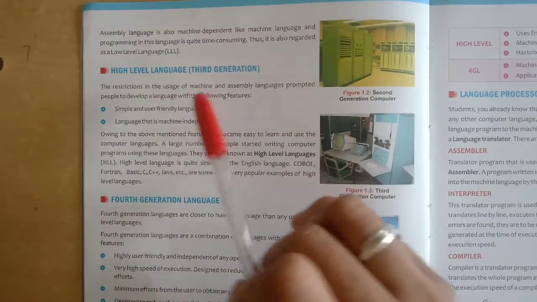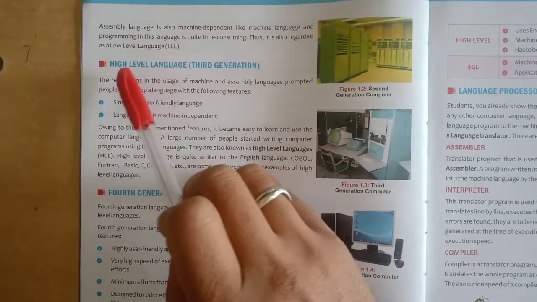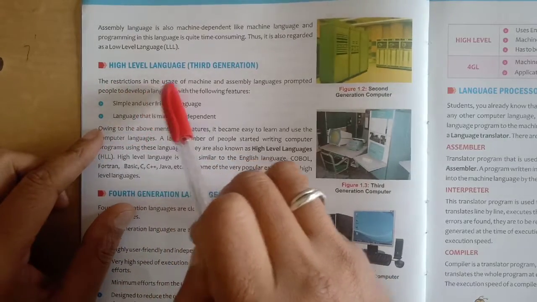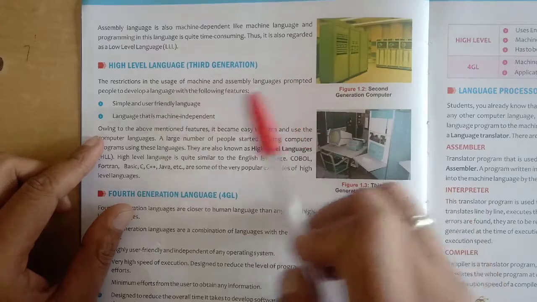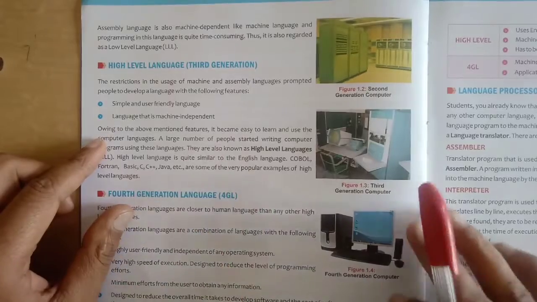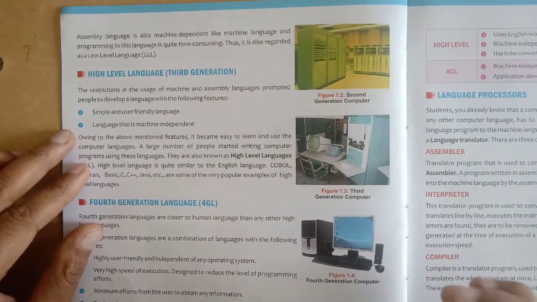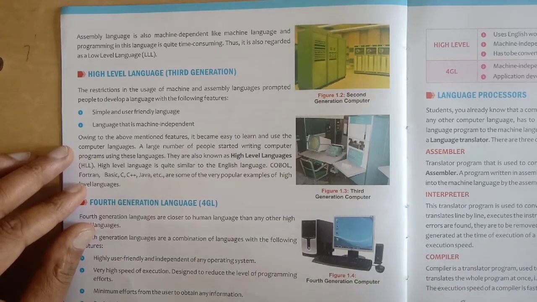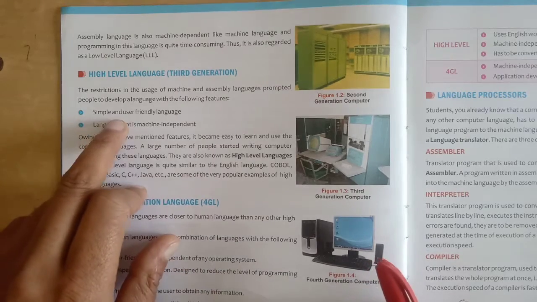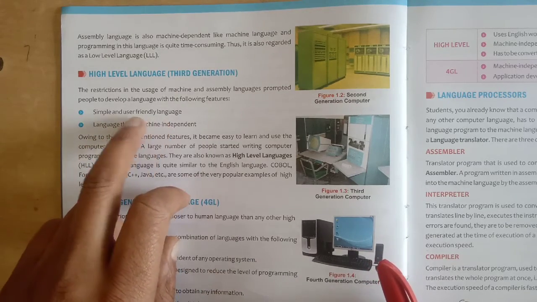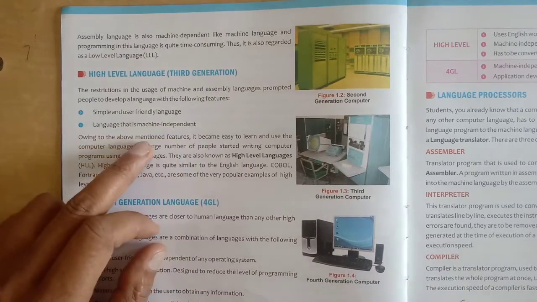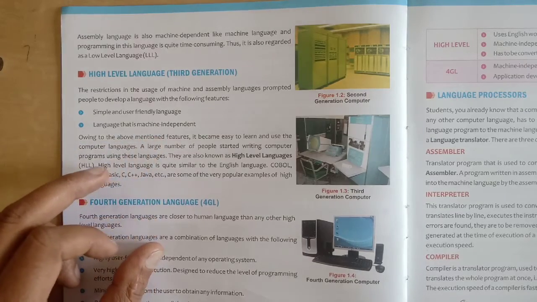Next is the third generation, which has the high level language. The restrictions in the usage of machine and assembly language prompted people to develop a language with the following features. At this time there was again a little change, and this is much better for users. So see here what is in this language: simple and easy to learn, meaning a user friendly language, and a language that is machine independent, not machine dependent.